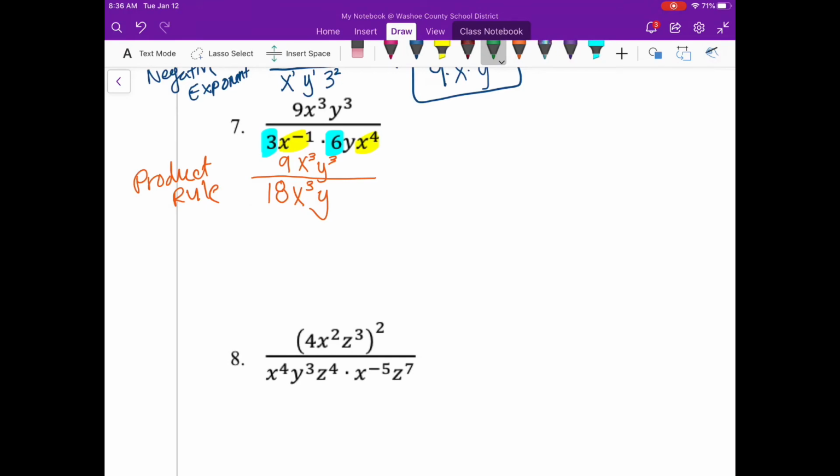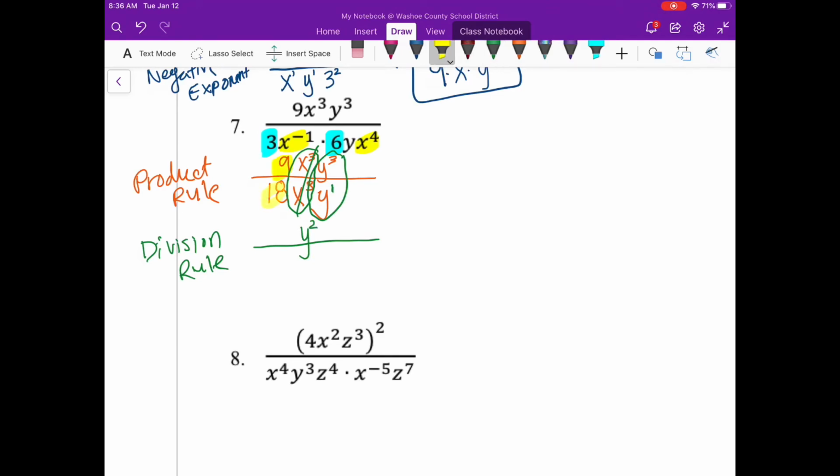So I would then use my division rule, which means I'm going to take the common bases and subtract the exponents. So division rule. 3 minus 3 is going to be 0. Okay, so it's going to cancel out. Remember, there's going to be an invisible 1 there. But then I also have the 3 minus the 1 here, which is going to give me y squared.